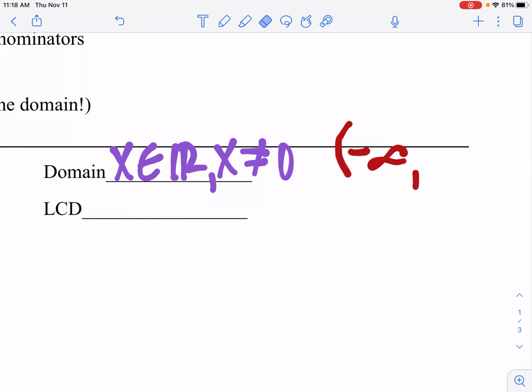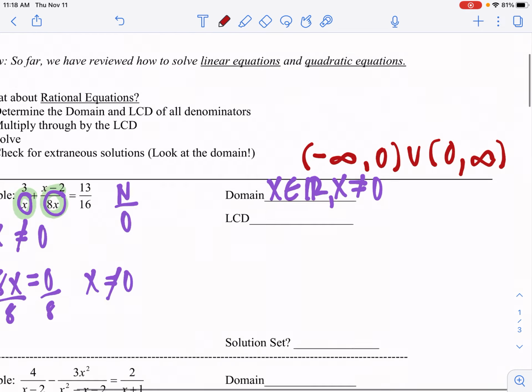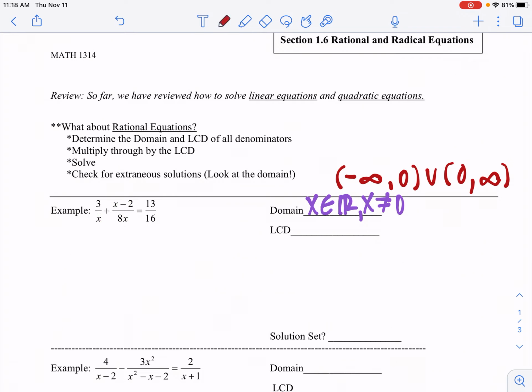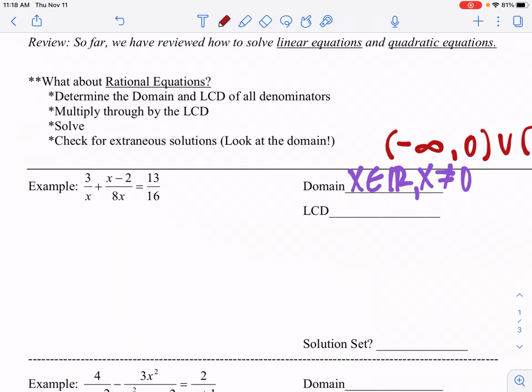And I'm running out of room. Let's do it up here. And this is interval notation saying the exact same thing that I just said. x can be whatever the heck it wants except 0, because that's the number that makes the denominator 0. Okay, so that's the domain. Now, how do we solve this?